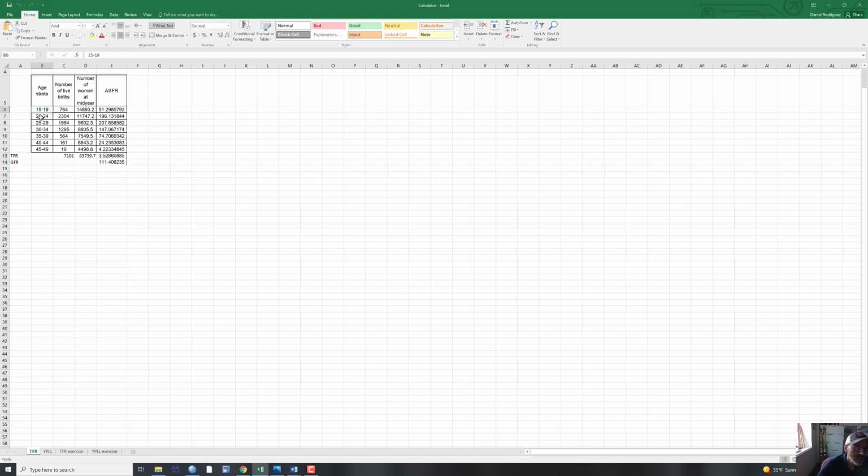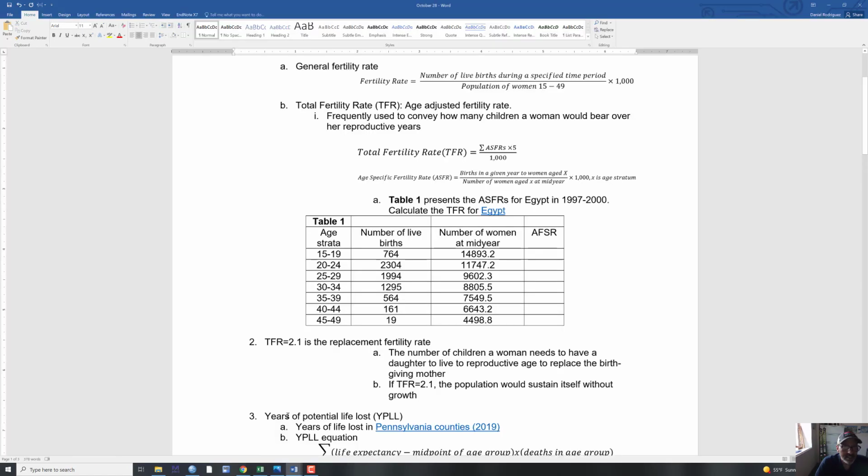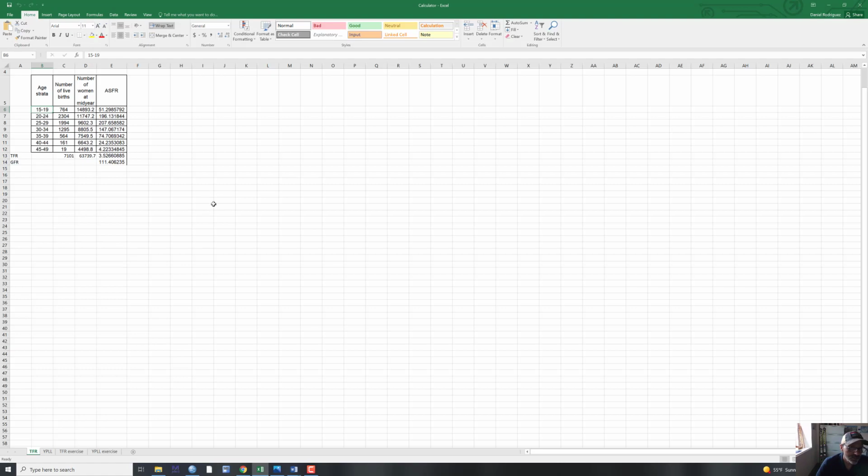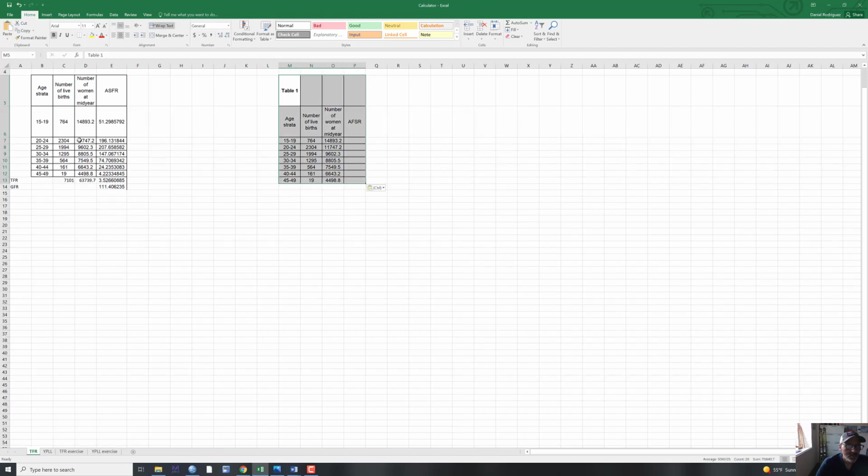So we have each age stratum. What you could do in a situation like this is, if you're given a table, like say this table, you can copy it and then paste it into Excel, and that would get you started with what you want to do, right? So here is a replica of the table that I have here. These are the different age strata.